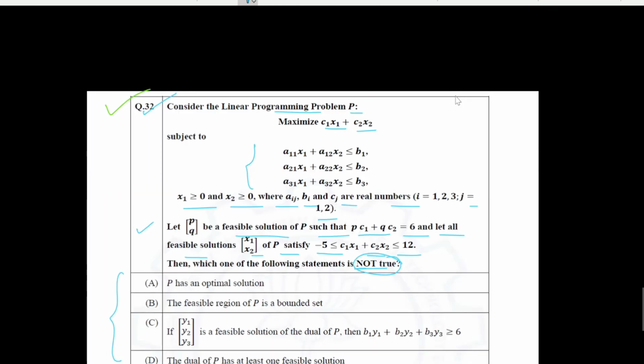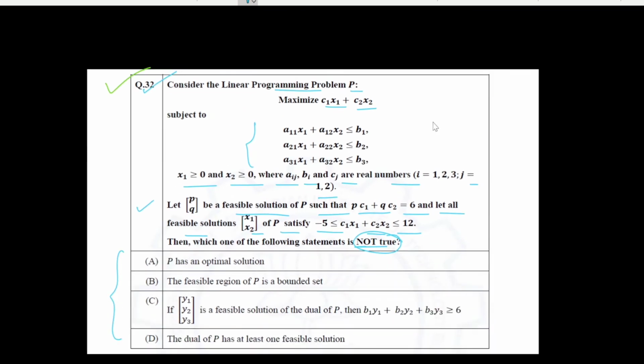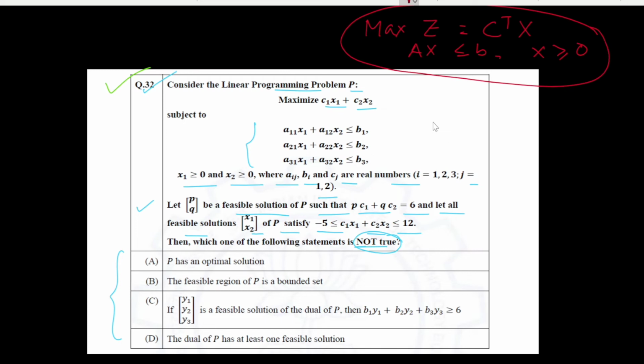So therefore, in this problem it is also a maximization problem, that is a standard LPP. Therefore the problem is of the form max z equal to c transpose x, where Ax less than or equal to b and x greater than or equal to 0. This is the standard LPP problem, which has a solution from the fundamental theorem of LPP. Therefore this option P has an optimal solution, which is the correct option.